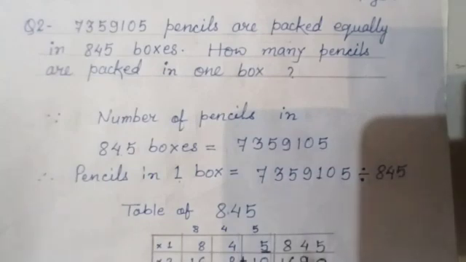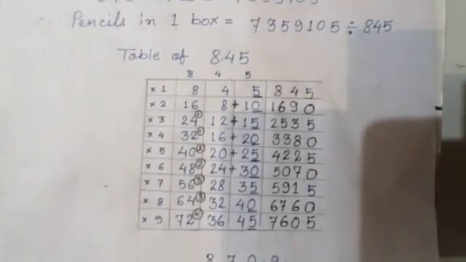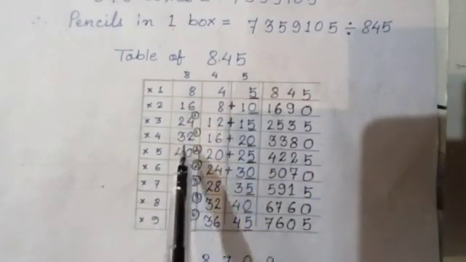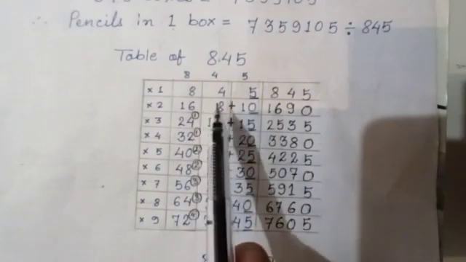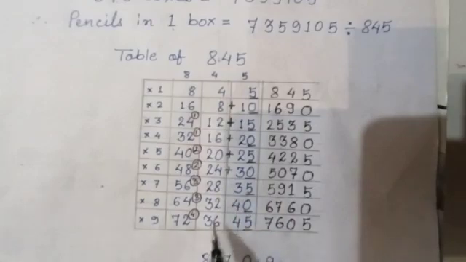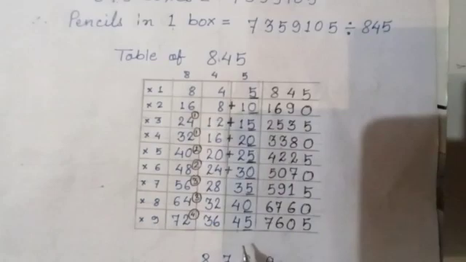845 is a large number, so better to get the table of 845. Split it into 8, 4 and 5. Everybody knows the table of 8, 4 and 5. You have to write down the table of 8 first of all: 8, 16, 24, 32, 40, 48, 56, 64, 72. Then the 4: 4, 8, 12, 16, 20, 24, 28, 32, 36. Then the table of 5: 5, 10, 15, 20, 25, 30, 35, 40, 45.